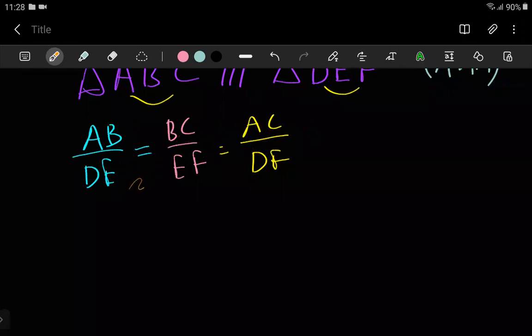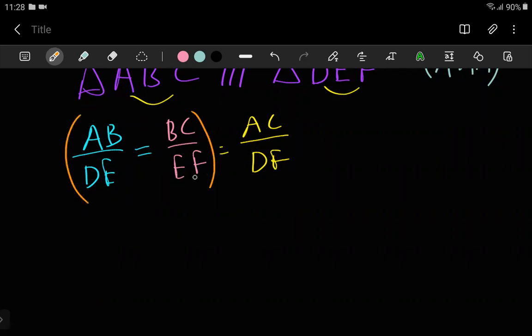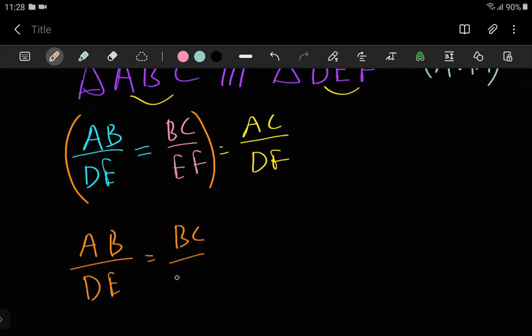you basically use 2 pairs at a time based on what question is asked. So when I say you basically use 2 pairs at a time, what I mean by that is you can use these 2 together. You would have the AB over DE equal to BC over EF. Maybe you need to work out something. You can just use these 2 together. Or you can just use these 2 together here, or you can just use these 2 together there. It doesn't matter what you use.